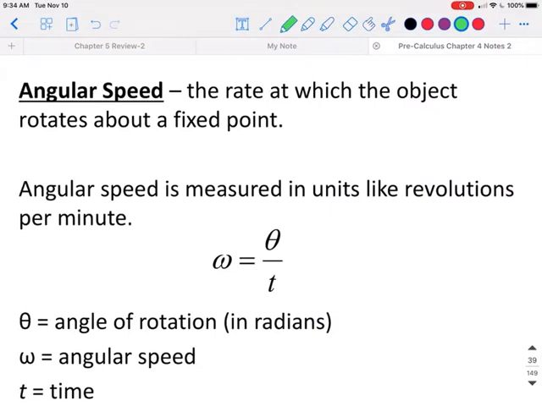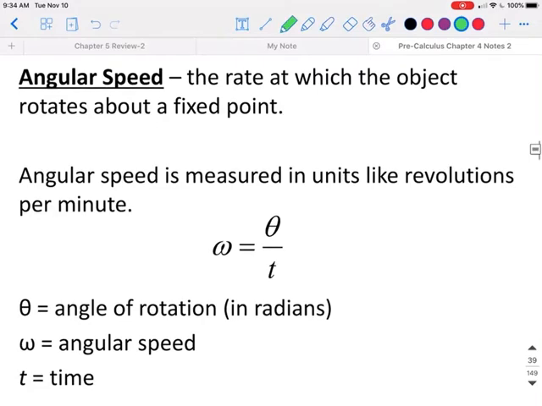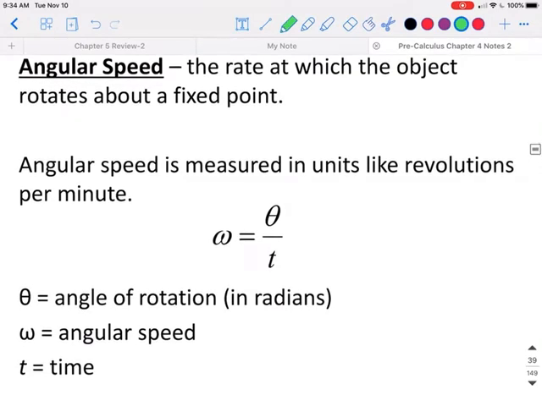Angular speed is the rate at which the object rotates about a fixed point. Angular speed is measured in units like revolutions per minute. So how many times can the bicycle wheel go around in 1 minute? Our formula for that is omega is equal to theta over time, where theta is your angle in radians and t is whatever time unit you are using.